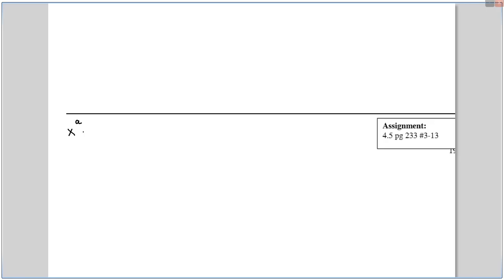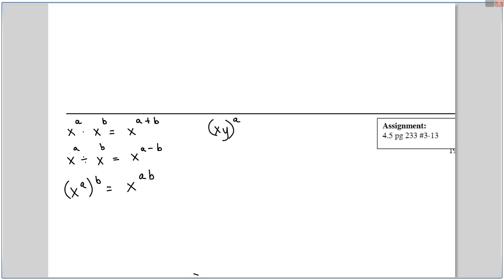X to the A times X to the B is X to the A plus B. When you multiply same base, you add powers. When you divide same base, you will subtract powers. If you have a power raised to another power, you will times the powers. Now 3 more that I didn't do, which hopefully you already know. If you have a product raised to a power, you put the power on both. If you have a quotient raised to a power, you put the power on both.